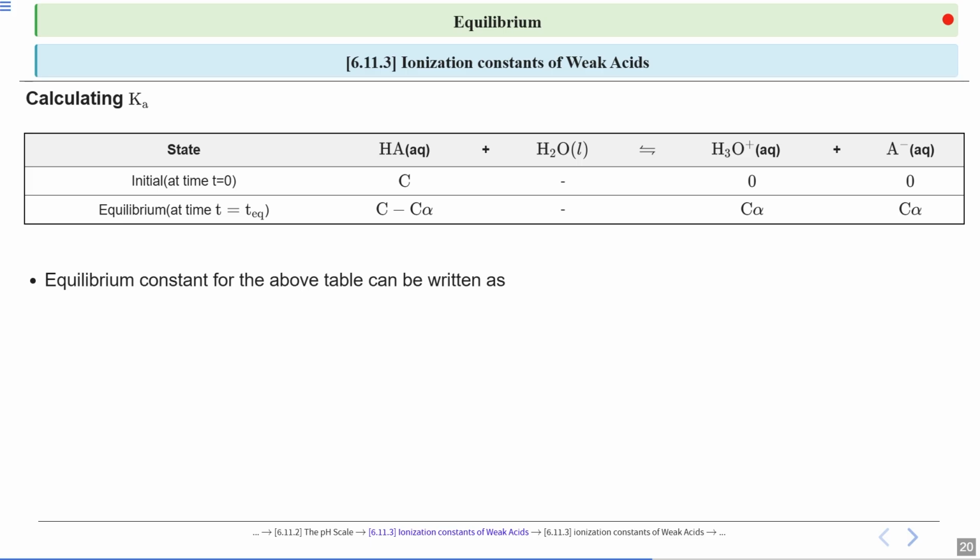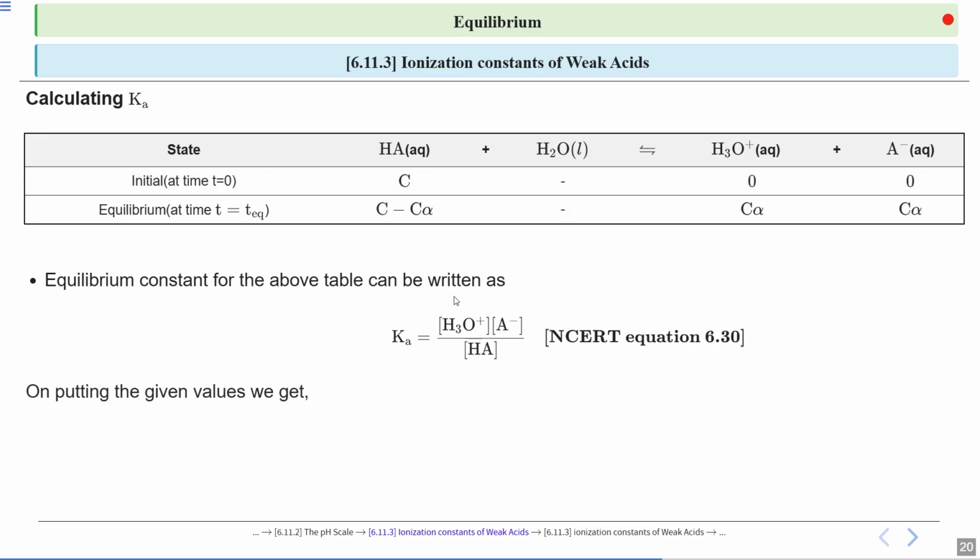Now if you write K using this table, then we can write this as H3O plus concentration multiplied by A minus concentration divided by HA concentration. On substituting the values, we will get it as C alpha multiplied by C alpha divided by C into 1 minus alpha. Then you can take this C common, and finally the C will get cancelled out in the numerator and denominator to give you C alpha square by 1 minus alpha.